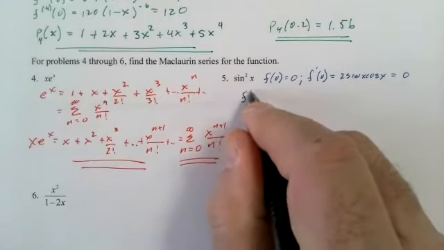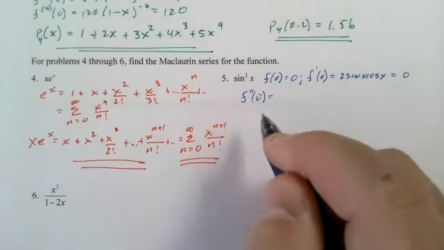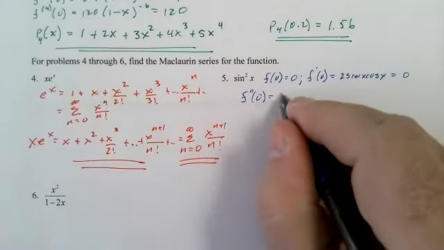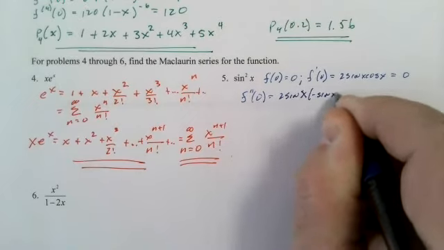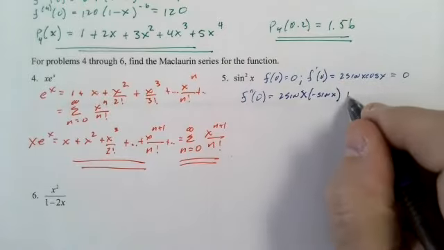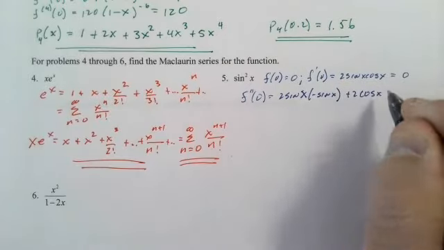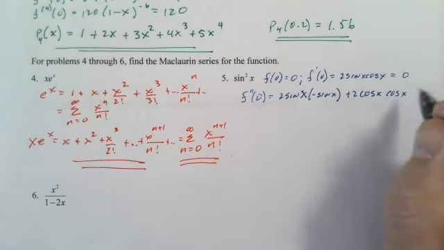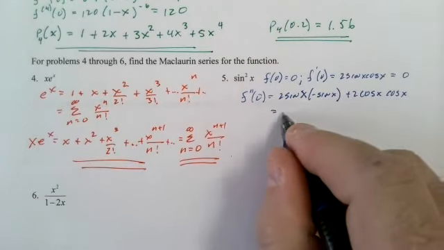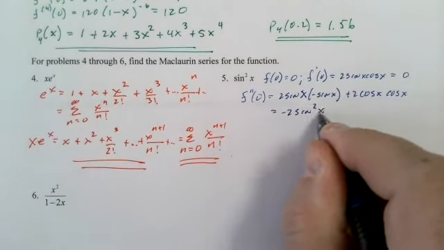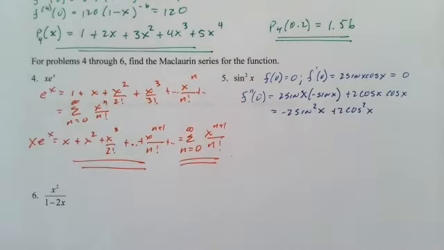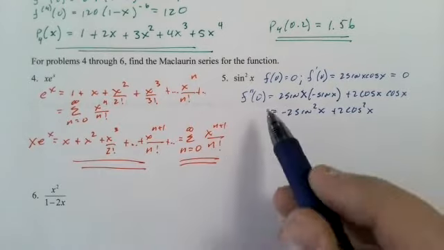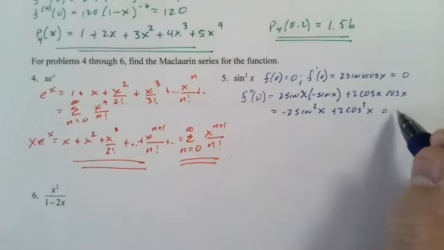F double prime of 0 equals 2 sine of x, negative sine of x, plus 2 cosine of x, cosine of x, equals negative 2 sine squared x plus 2 cosine squared x. Looks like I can eliminate it, but I can't. Plug in 0, gone, I get 2.